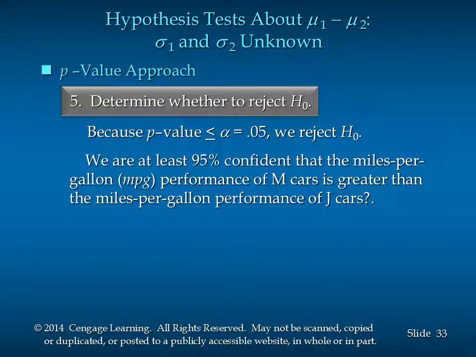And you actually conclude, coming back to the big picture, that at a p of .05, at a 95% confidence level, the miles per gallon difference that you've discovered is indeed statistically significant. Therefore, you would declare that the performance of M cars is greater in miles per gallon than the J cars.